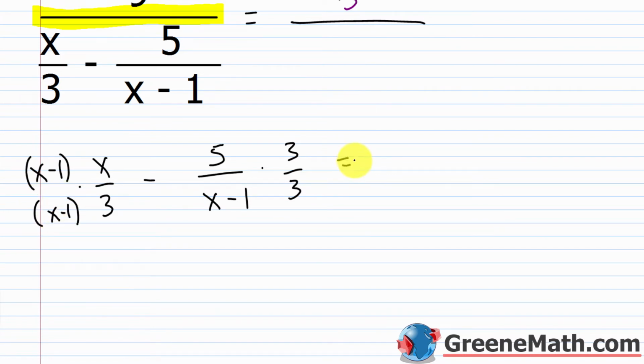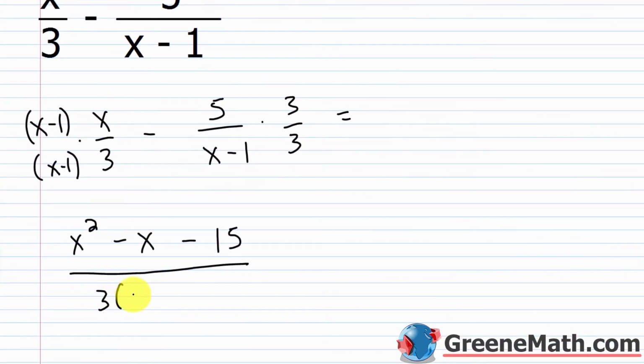And what would that give me? x times x is x squared. Minus x times 1 is x. And then minus 3 times 5 is 15. Then this is over that LCD of 3 times the quantity x minus 1. And I'm not going to multiply it. I'm just going to leave it in factored form for right now, just in case it'll cancel with something later on. You don't want to go through a multiply and then have to go back and factor it. You want to save yourself a little bit of work.